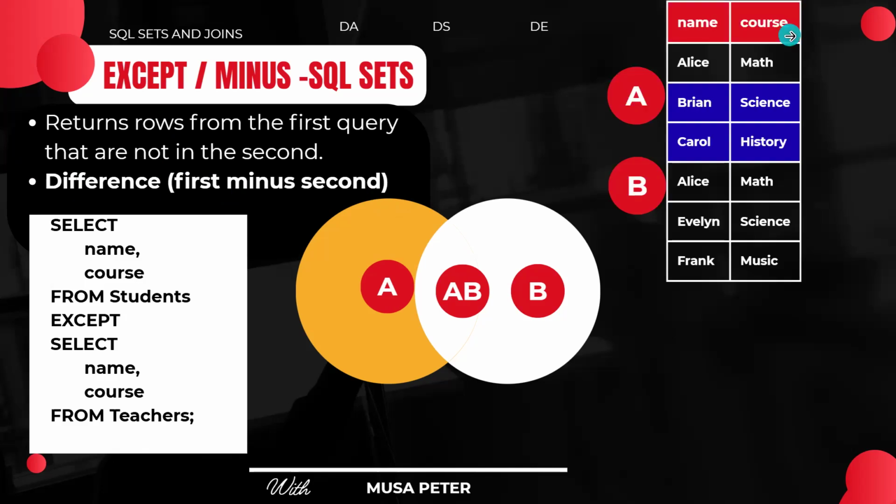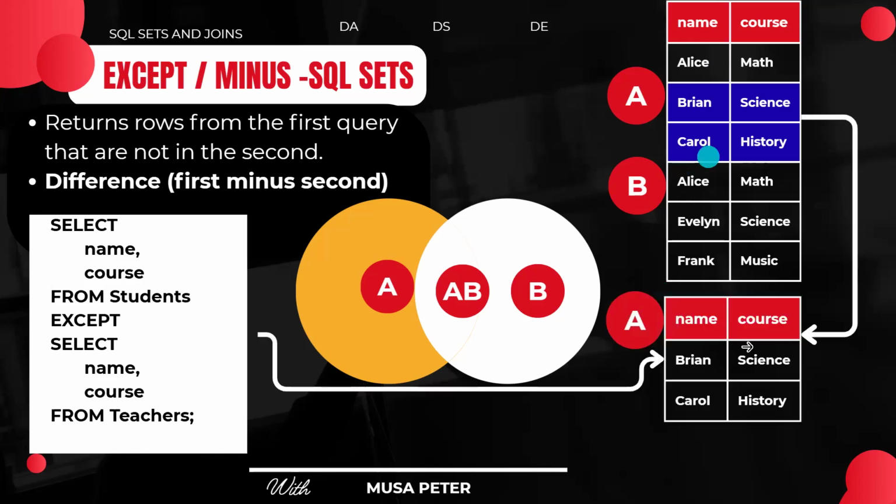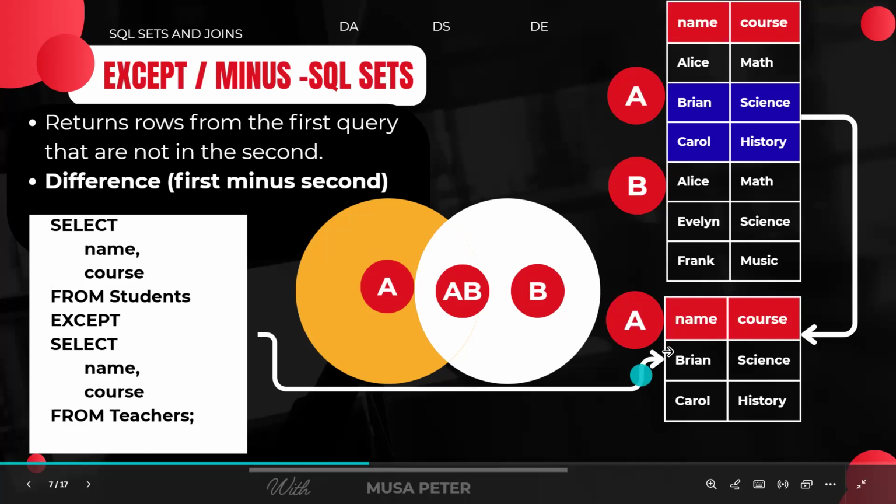So these were the two tables. We had Alice, Brian, and Carol appearing in the first table, and Alice, Evelyn, and Frank appearing in the second table. So the values that are only found within the first table are Brian and Carol. Alice is found in the second table. So in this case, our output would only contain Brian and Carol. These are the values that are found within the first table and not within the second table.